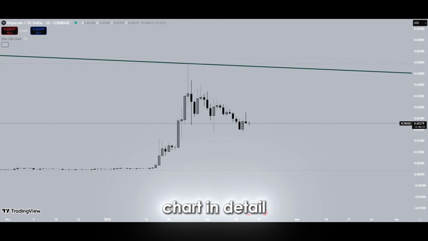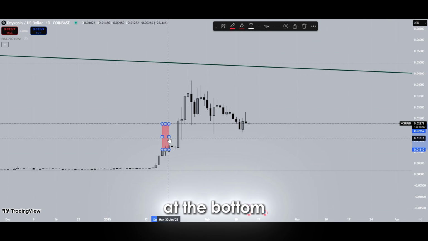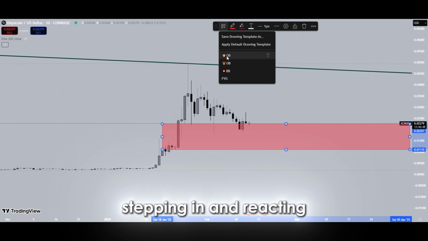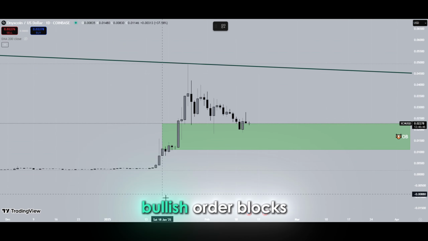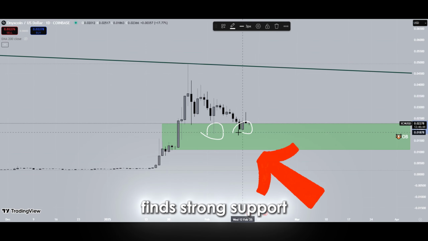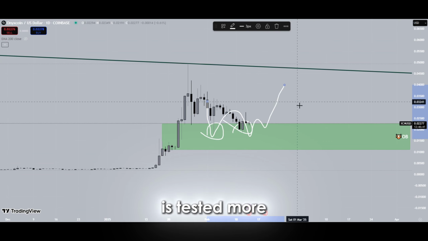Looking at the chart in detail, we can clearly see that there is a strong bullish order block at the bottom. Every time the price moves into this zone, we see buyers stepping in and reacting. Bullish order blocks are levels where big buyers are active, and the price finds strong support. It increases the importance of this area even more, especially if it is tested more than once and reacts to the upside. And last time we saw a reaction from here.